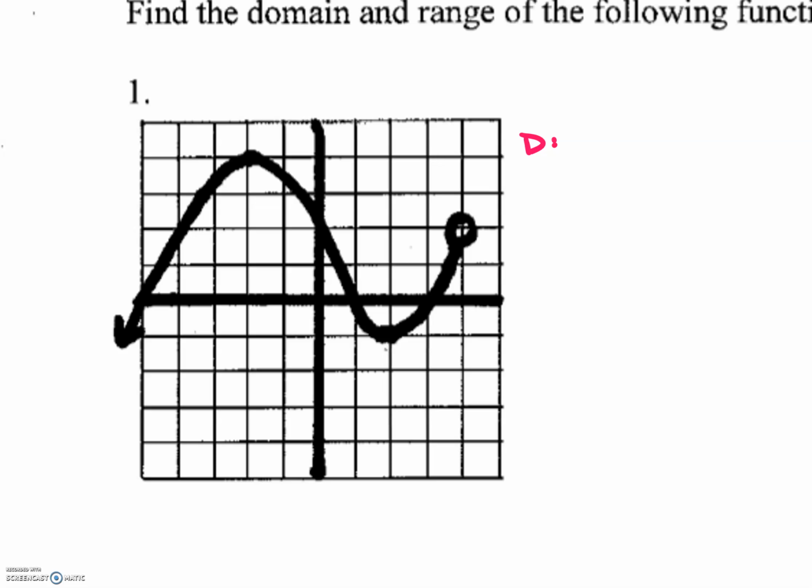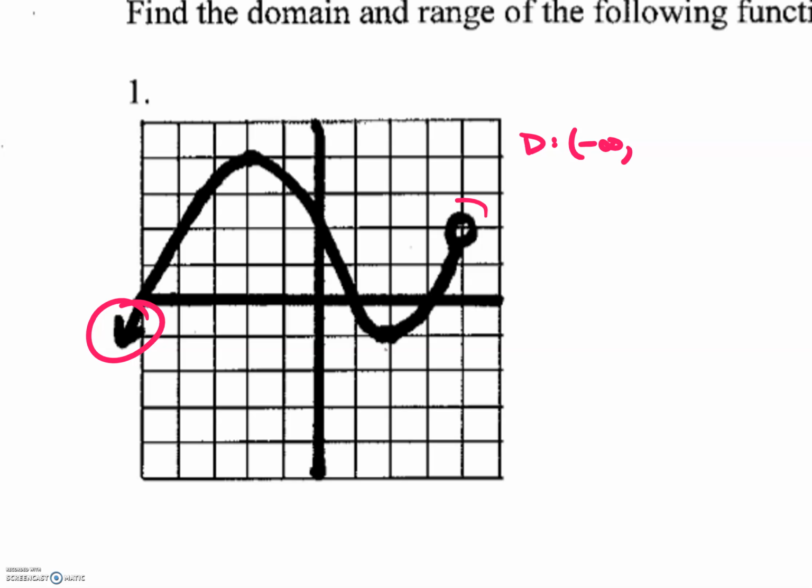So if I scan, this is the furthest left that my graph goes. And it's an arrow. So for domain, we're going to ask ourselves, is that arrow pointing to the left or is it pointing to the right? It's pointing to the left, so that means we're going to start at negative infinity.